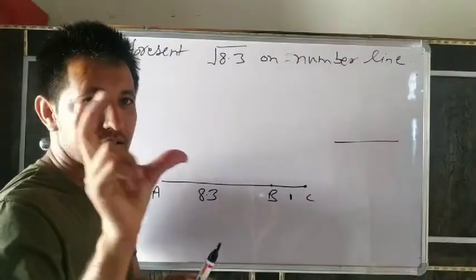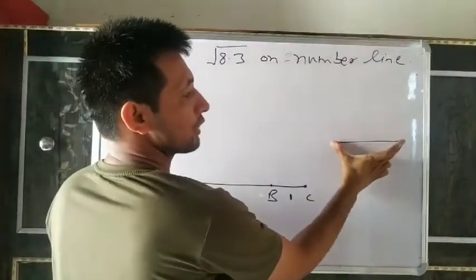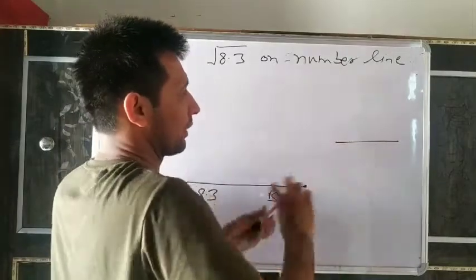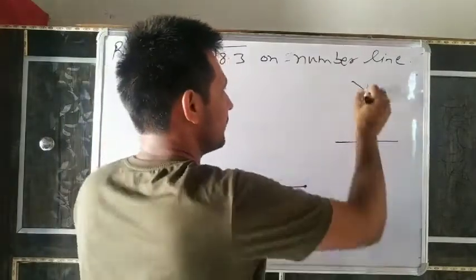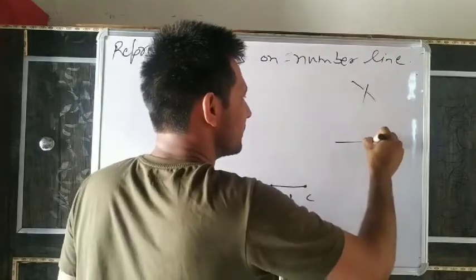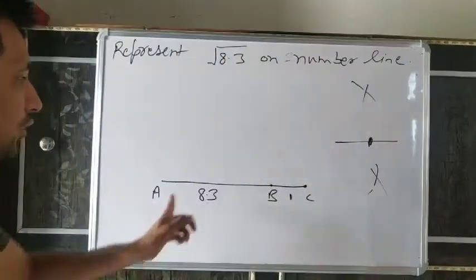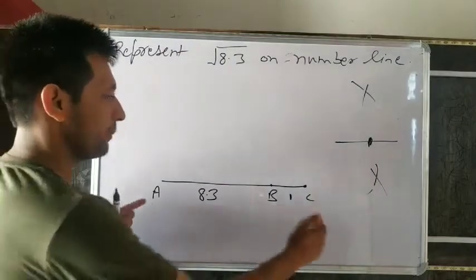Open the compass more than half. Cut one time, cut one more time. Like this one. Here also one time, and we join. It is the midpoint. Understand? So like this one, we will find the midpoint of AC.